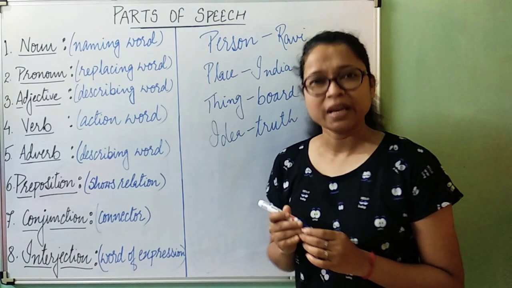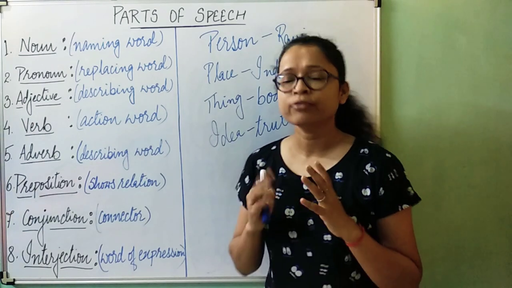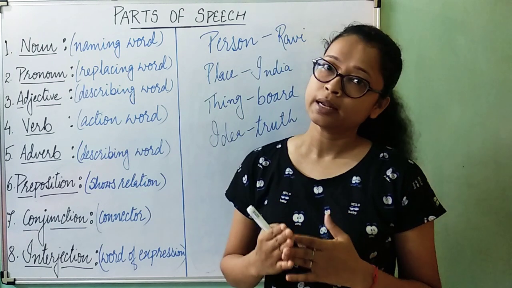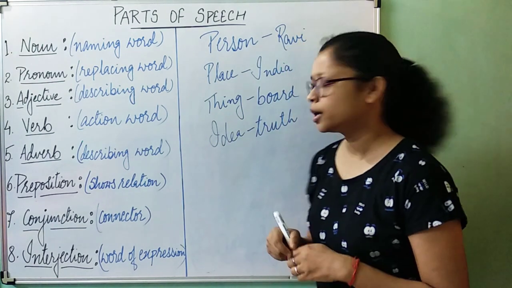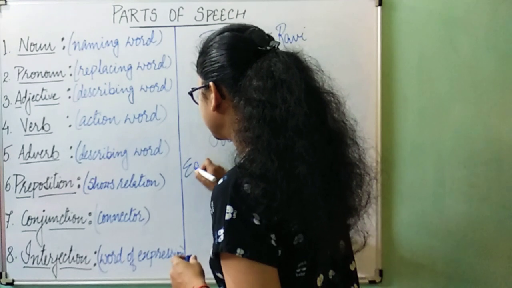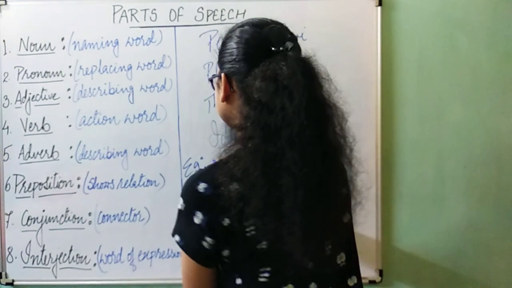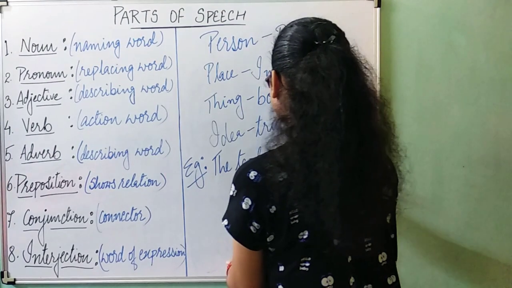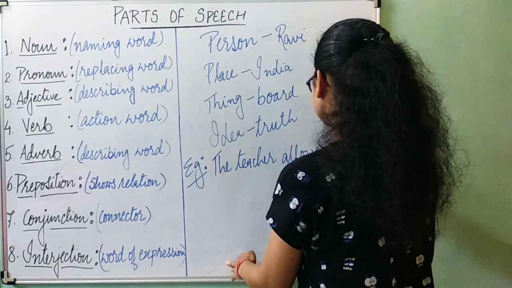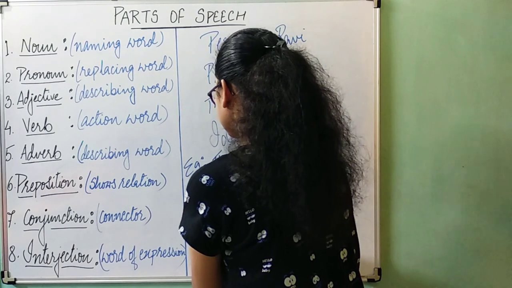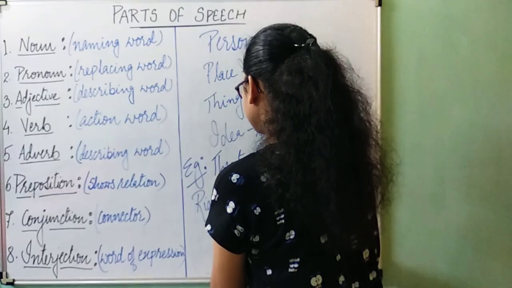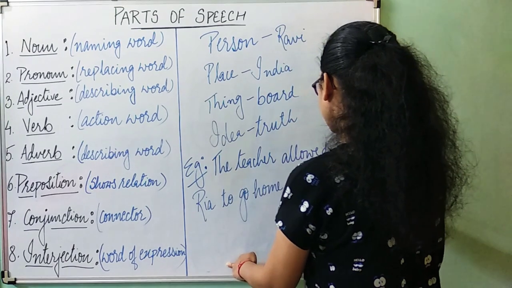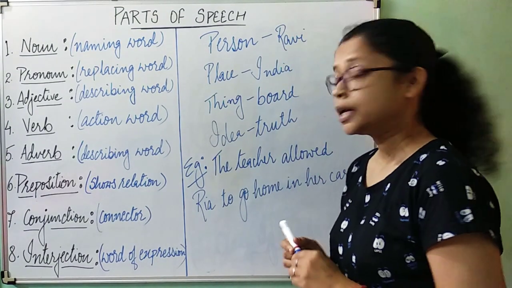Alright, so the basic thing to understand over here is everything that we can see, feel or think about is a noun, right? Okay, so let me just give you an example through a sentence. So the teacher allowed Ria to go home in her car.